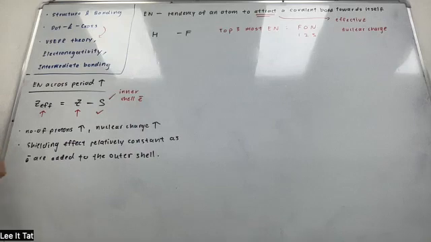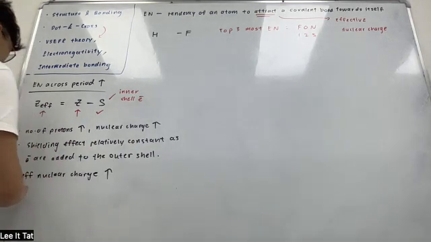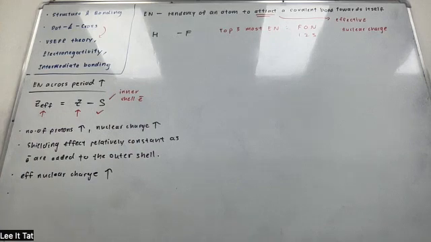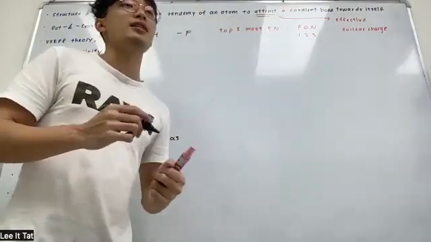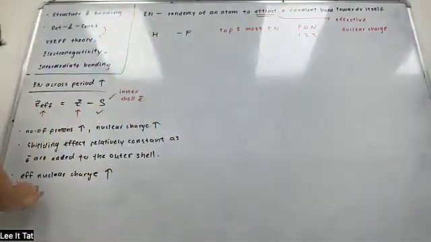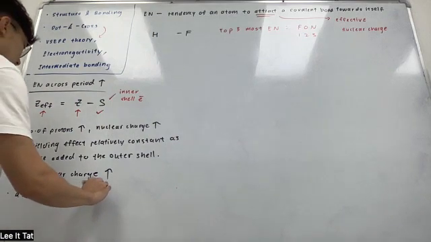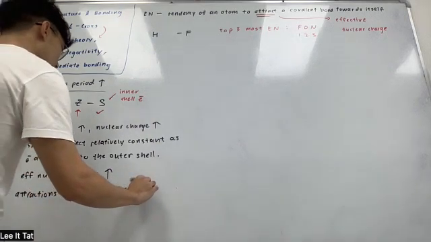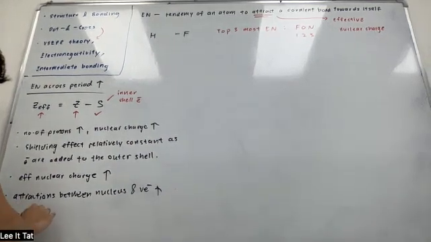Anyways, now you can say that the effective nuclear charge increases. Guys, what's the next relevant concept to discuss? You have a higher effective nuclear charge, that means what? You're slowly linking towards electronegativity. Electronegativity discusses the attractiveness, right? So attractiveness must increase also. Okay, so attractions between nucleus and valence electrons increase. So you can finally conclude that electronegativity increases.